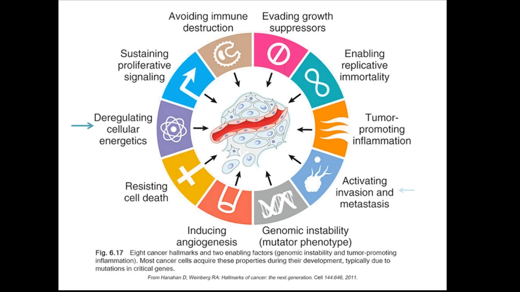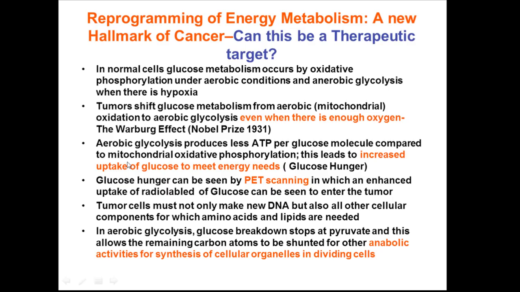Okay, coming back to this diagram of the hallmarks and enabling features of cancer, we now go to one of the more recently understood hallmarks of cancer, that is deregulating cellular energetics. Okay, here we go. So, reprogramming of energy metabolism, a new hallmark of cancer. New means last 8-9 years, as opposed to 15-16 years. So one example is here.